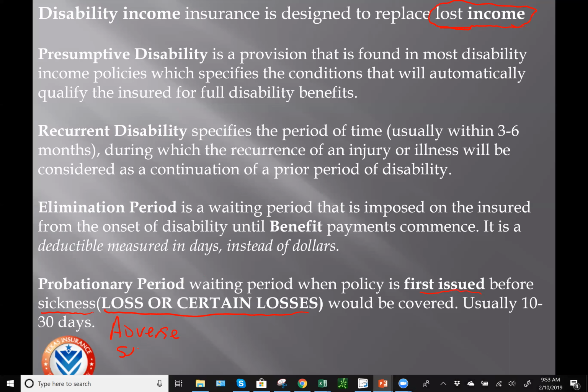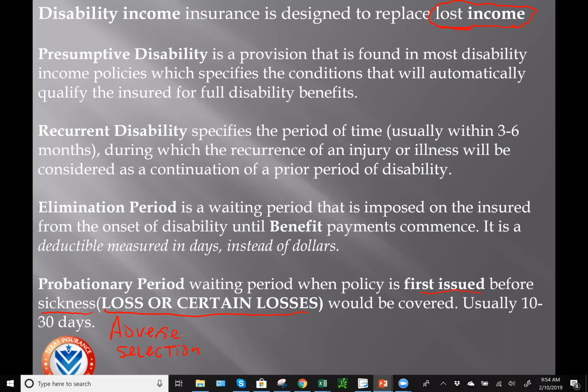adverse selection. Remember, adverse selection is sick people trying to commit fraud. If you are just buying a disability policy and you're sick, well, any claim you might try and file during the probationary period will not be covered. They're going to say that's pre-existing. We are not going to cover. Okay, doesn't mean it'll be covered after the probationary period. They're just going to say, sorry, you're a sick person trying to commit fraud. We ain't covering it. Okay.